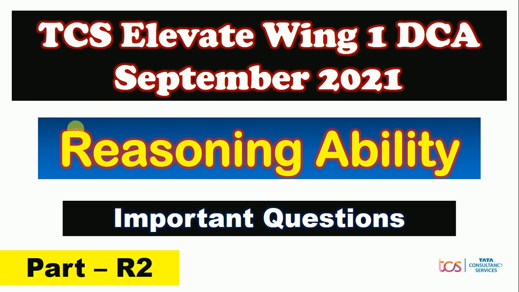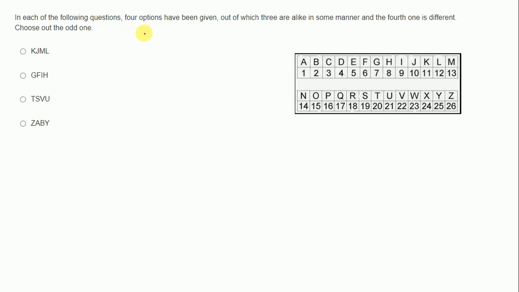Now first question. In each of the following questions, 4 options have been given, out of which 3 are alike in some manner and the 4th one is different. Choose the odd one out. So the first option given to us is K, J, M, L. The position value of K is 11, J is 10, M is 13, L is 12.